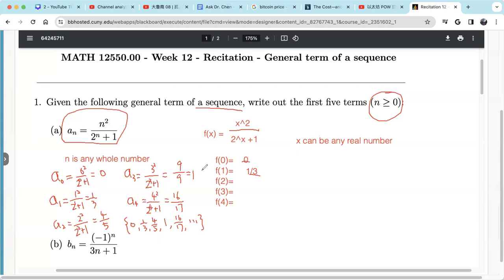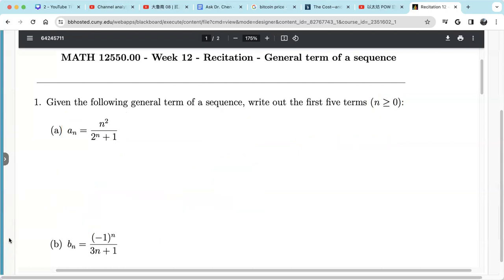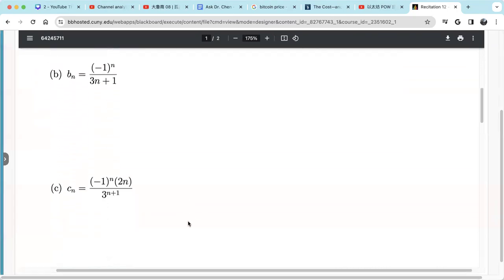So similarly, let's see for b. We want to evaluate b sub 0, the first term. The numerator will have -1 raised to 0, divided by 3 times 0 plus 1. So -1 raised to 0, or anything raised to 0, is just 1. 3 times 0 is 0. 0 plus 1 is 1. 1 over 1. So the first term is 1.